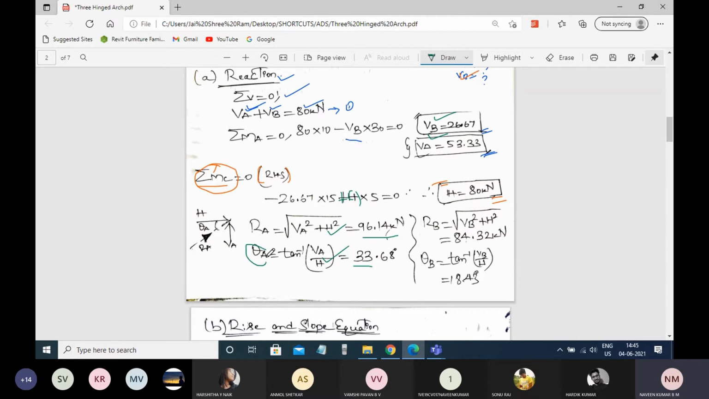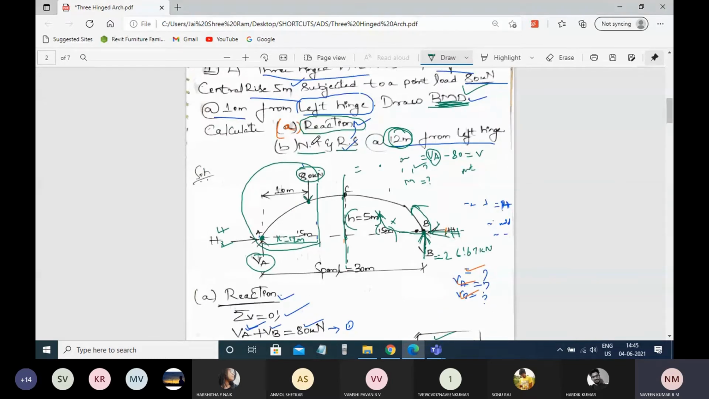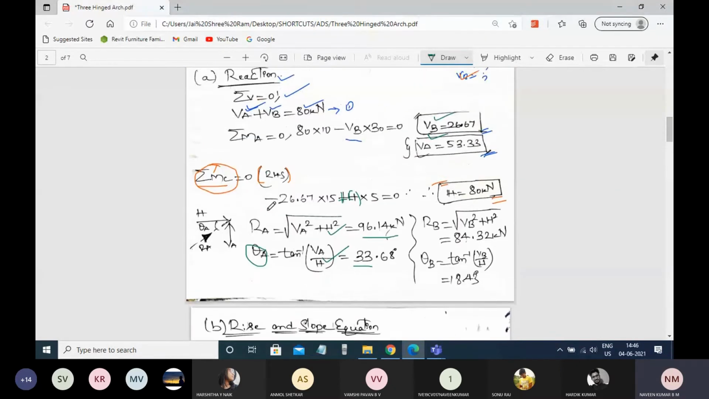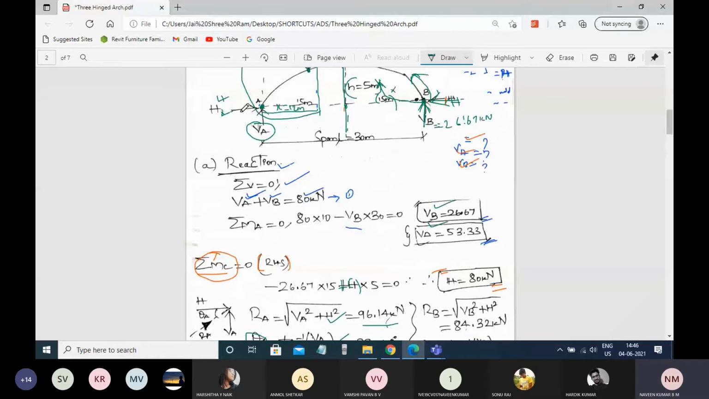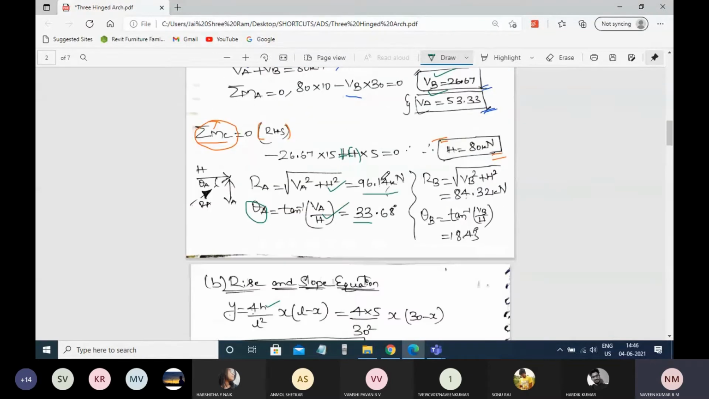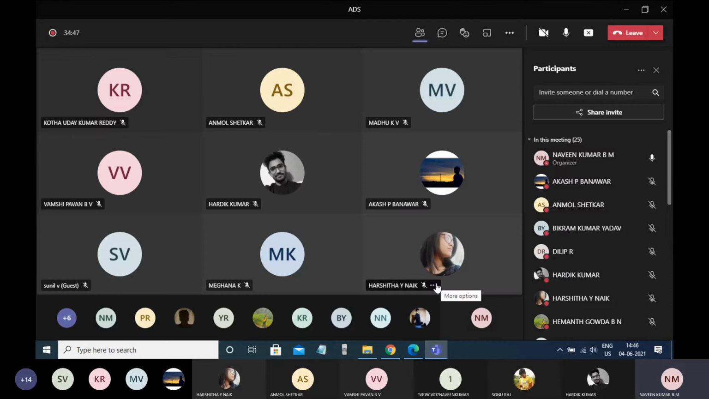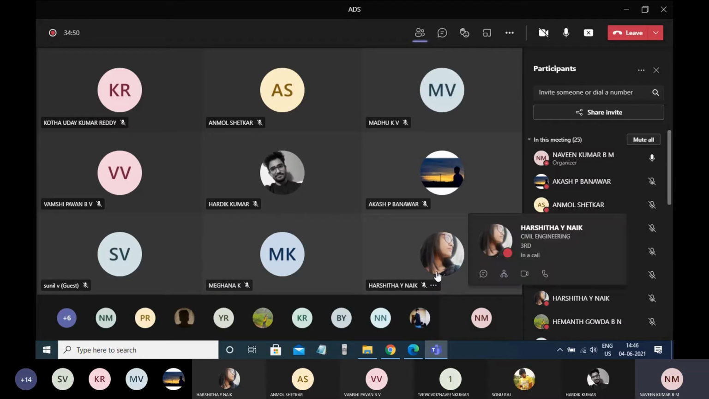Understood? This theta A is not the same as the one used when finding normal thrust and radial shear. Don't substitute these values; this is totally different. This is the angle between the resultant force at A with respect to horizontal. Similarly, you can find the resultant force at support B. VB you know, H you already know, so you can find the resultant at B, and in a similar way theta B. Now tell me any clarifications you require related to finding the reactions? No, sir. Okay.